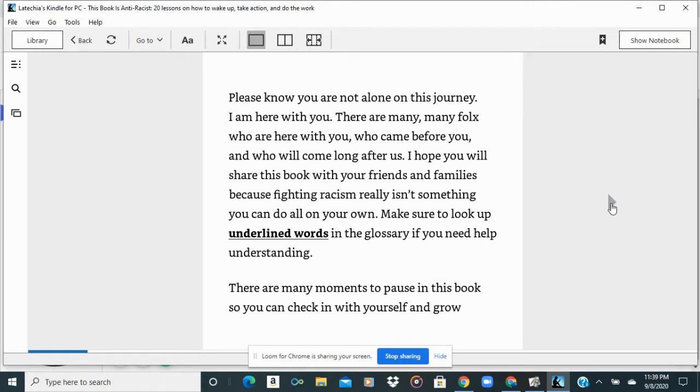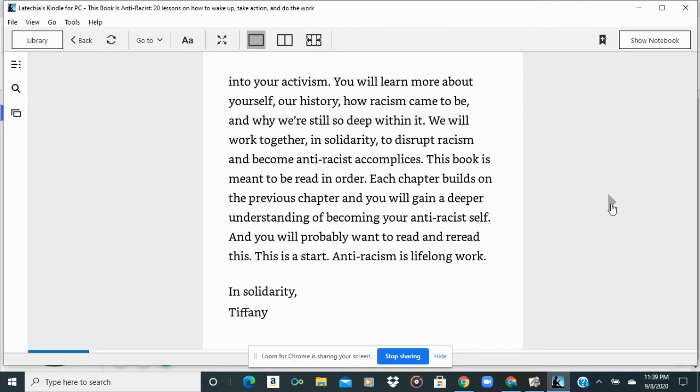There are many moments to pause in this book so that you can check in with yourself and grow into your activism. You will learn more about yourself, our history, how racism came to be, and why we're still so deep within it. We will work together in solidarity to disrupt racism and become anti-racist accomplices. This book is meant to be read in order. Each chapter builds on the previous chapter, and you will gain a deeper understanding of becoming your anti-racist self. And you will probably want to read and reread this. This is a start. Anti-racism is lifelong work. In solidarity, Tiffany.